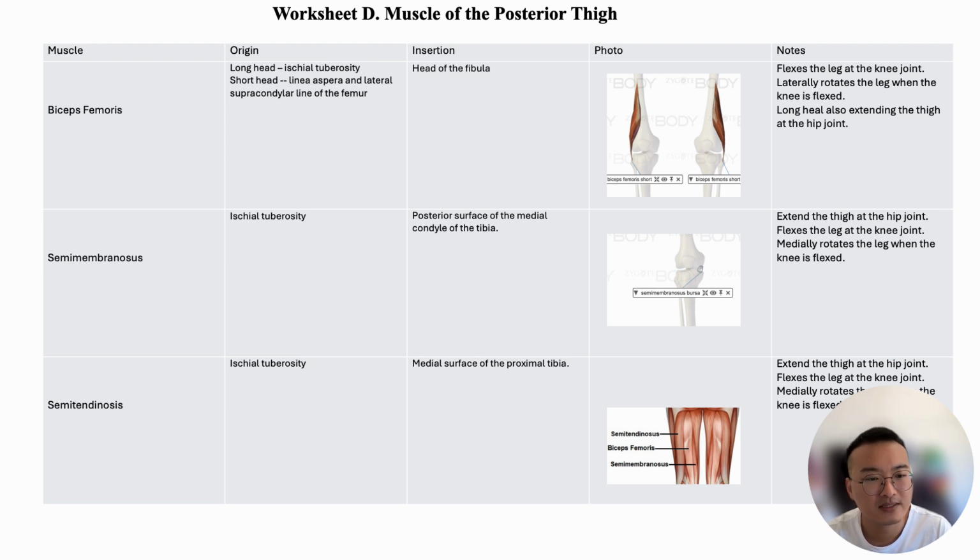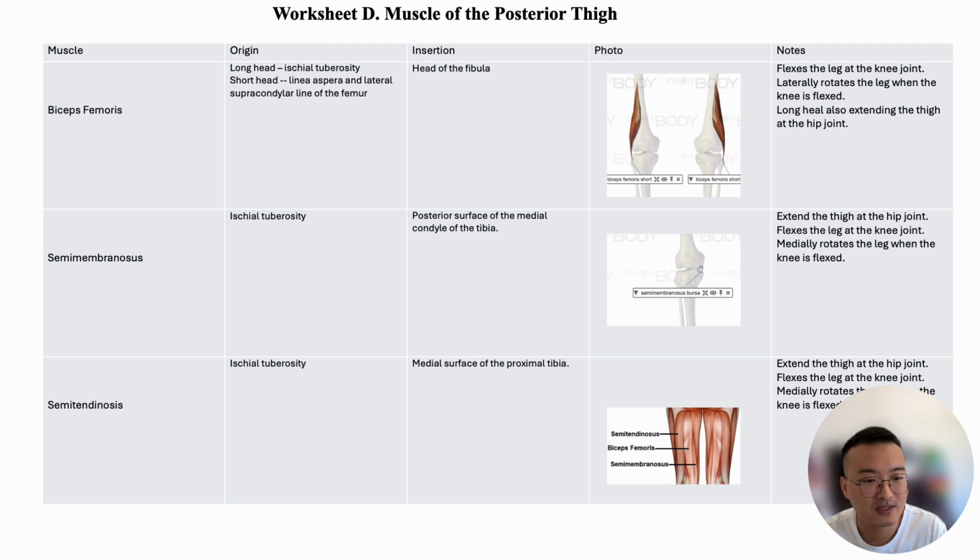The second muscle is semimembranosus. The origin of it is ischial tuberosity, and the insertion of it is posterior surface of the medial condyle of the tibia. It helps extend the thigh at the hip joint, flex the leg at the knee joint, and medially rotates the leg when the knee is flexed.